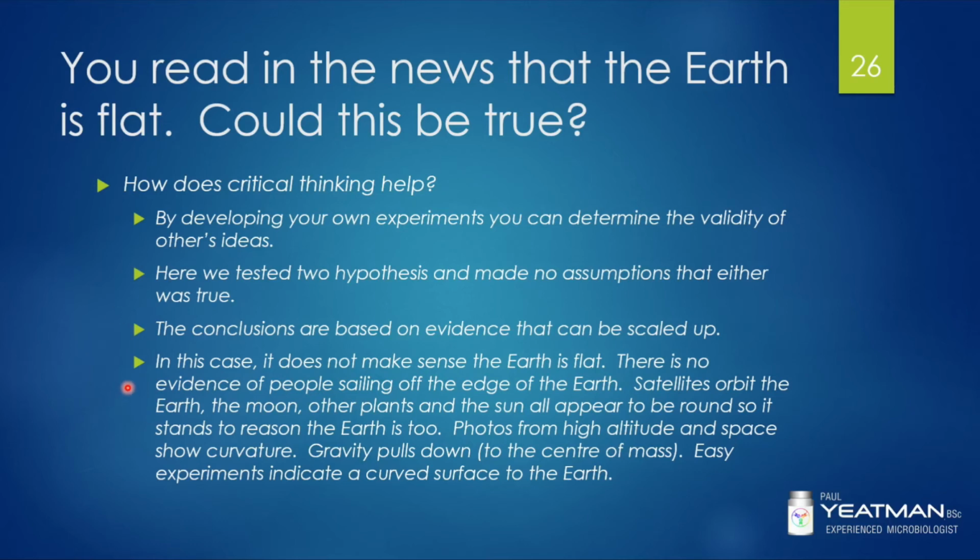In this case, it doesn't make sense at all that the Earth is flat. There's no evidence of people sailing off the edge of the Earth. Satellites orbit the Earth. The Moon and other planets and the Sun all appear to be round, so it stands to reason that the Earth is too. Photos from high altitude in space show curvature. Gravity pulls down to the centre of mass. Easy experiments all indicate a curved surface to the Earth.